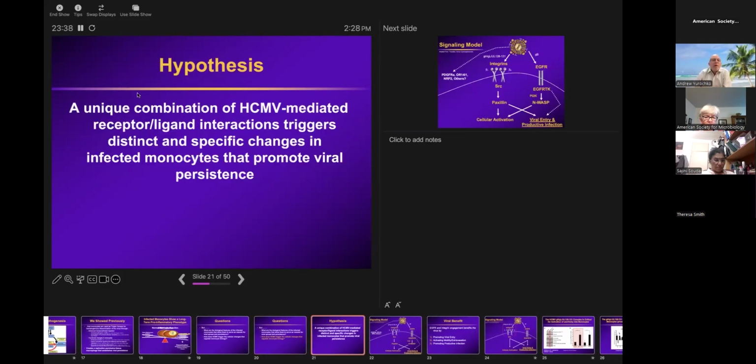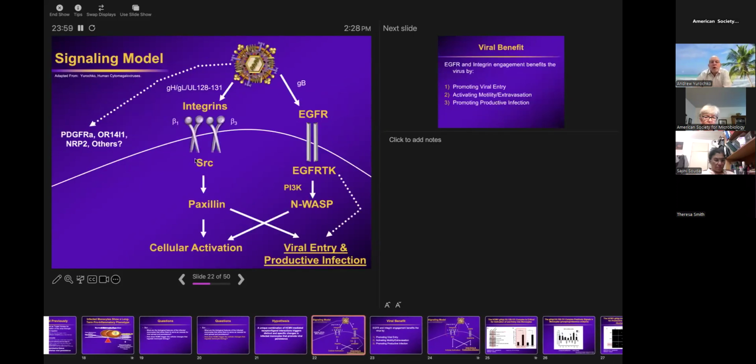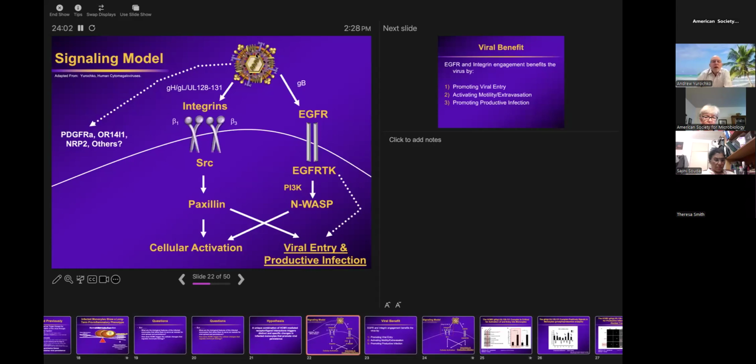And what we hypothesized to really put forth how the triggering occurs, or what does a virus do to stimulate these cells, is that there's a unique combination of HCMV-mediated receptor-ligand interactions that trigger distinct and specific changes in monocytes to promote viral persistence. And really what that's shown is on this cartoon here. And here's the virus, and the virus engages receptors.